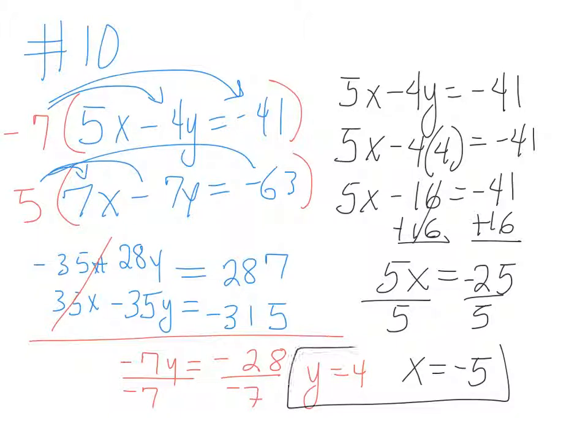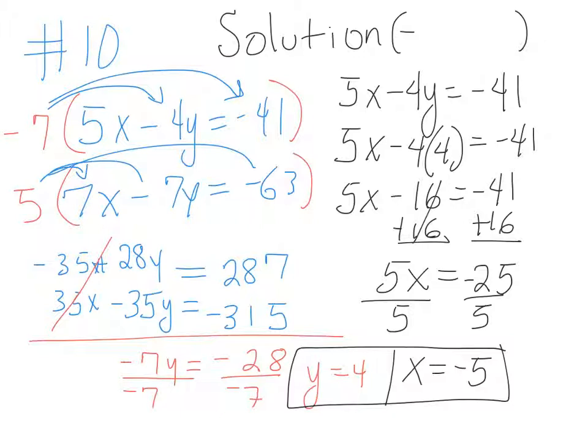So there you have the two answers. When you give the solution, you always give the solution in parentheses. First the x, which is negative 5, and then the y, which is 4. And that was number 10.